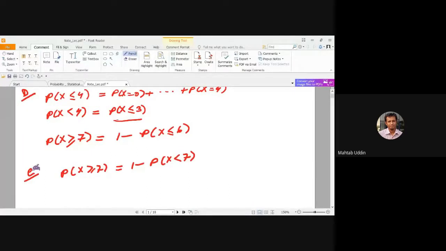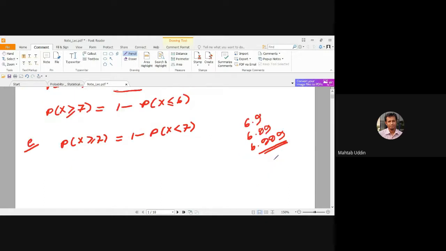So in case of continuous type, before 7, not 6 exactly. Before 7, you can consider 6.9. Before 7, we can consider 6.99. Before 7, we can consider 6.999, which is very close to 7, right? Yes, sir.